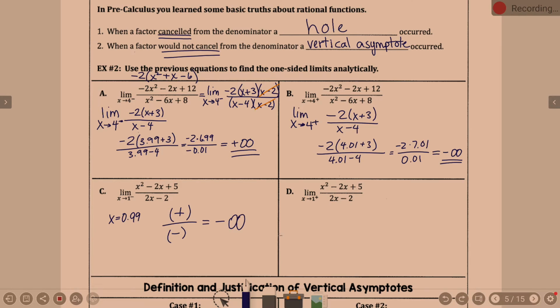Okay? Over here, the difference is you're approaching from the right. So if we use, say, 1.01, what does that change? On top, you're still going to have a positive. On bottom, 2 times a number a little bit bigger than 1 minus 2 is also going to be a positive, but it's very close to 0 in the denominator. And when you're dividing by a number closer to 0, that is positive infinity. Okay?